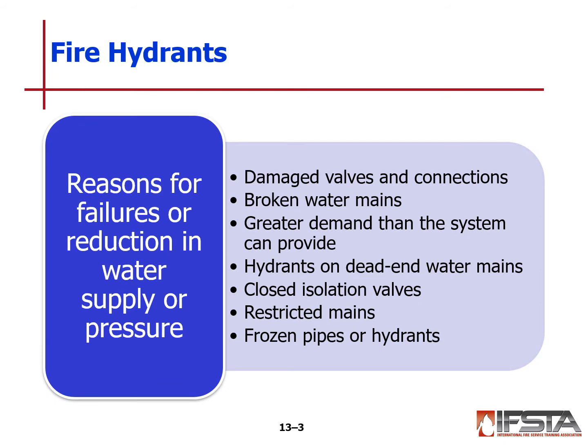Reasons for failures or reduction in our water supply and or our pressure could be damaged valves and damaged or poor connections. In some cases, it could mean that there is a broken water main somewhere in the system near our grid that we're working. Greater demand on the system than the system can provide. Hydrants on a dead-end water main.